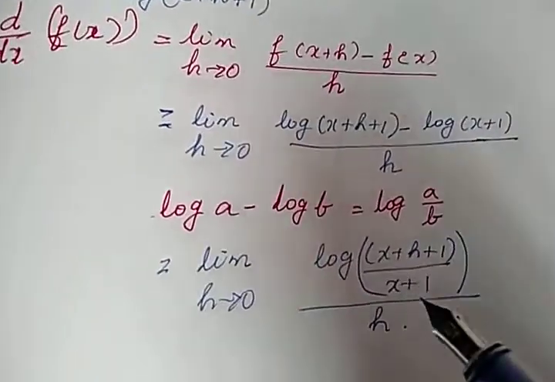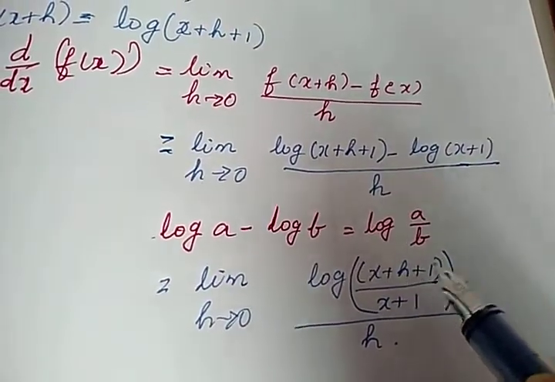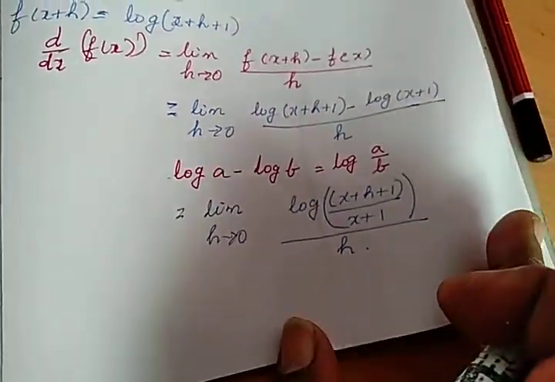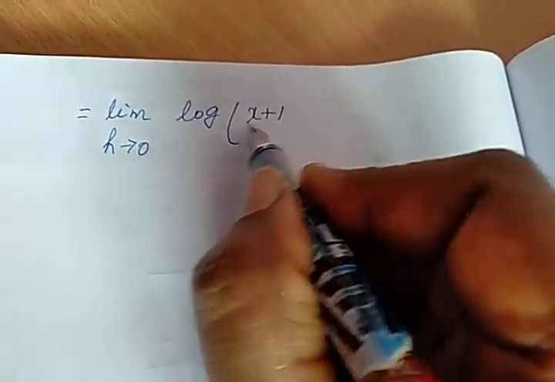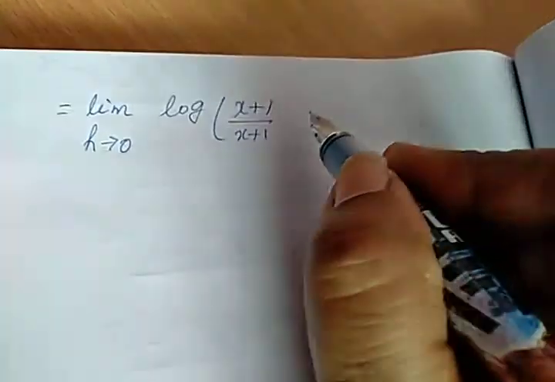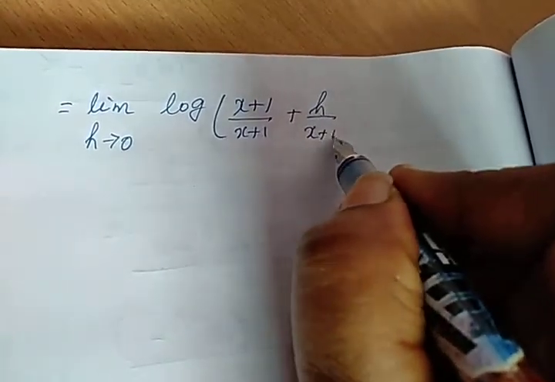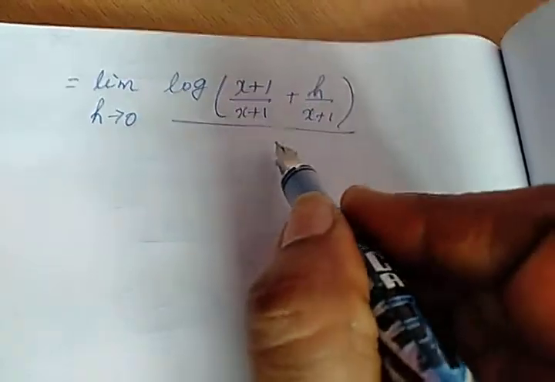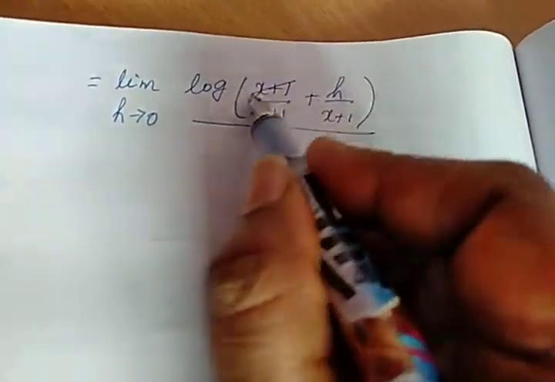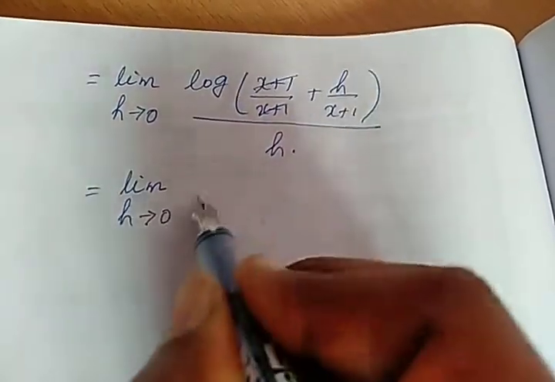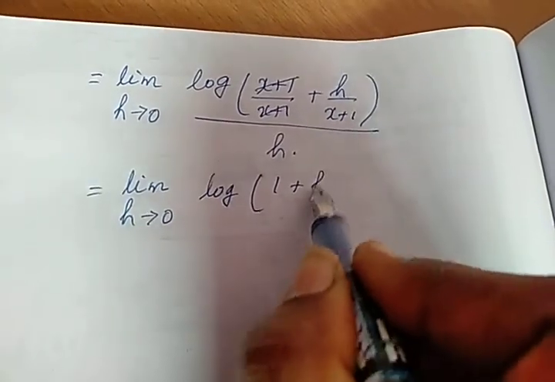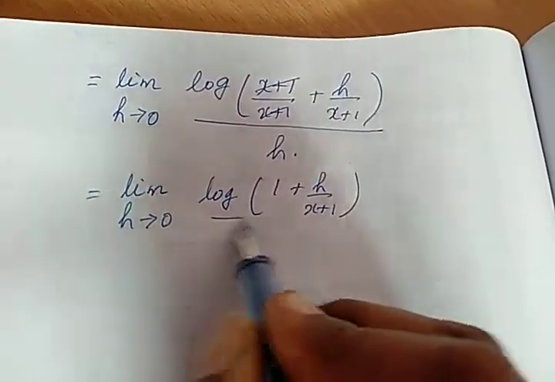Now pair it up, pair this x plus 1 separately and h separately. This will be a common denominator. So I will get limit h tends to 0 log x plus 1 by x plus 1. Common denominator is x plus 1. So h separately for the common denominator x plus 1, the whole divided by h. Now I can cancel this x plus 1 and x plus 1. So I'll get limit h tends to 0 log 1 plus h by x plus 1 the whole divided by h.